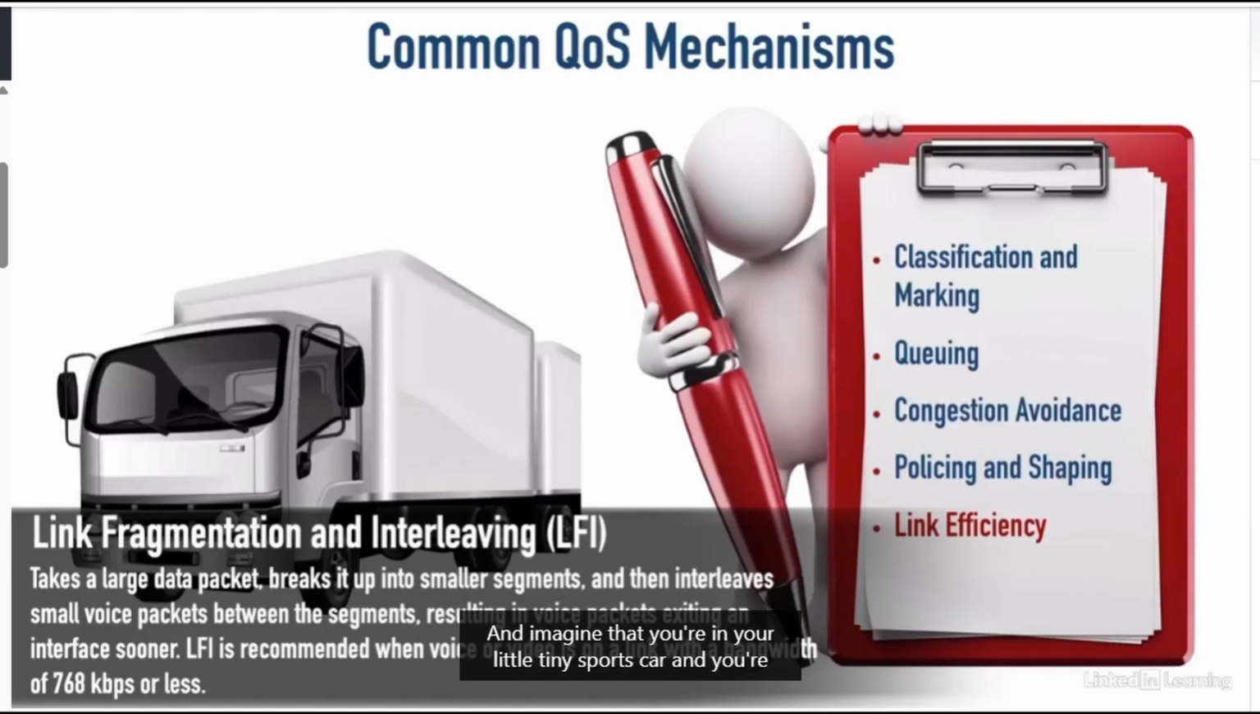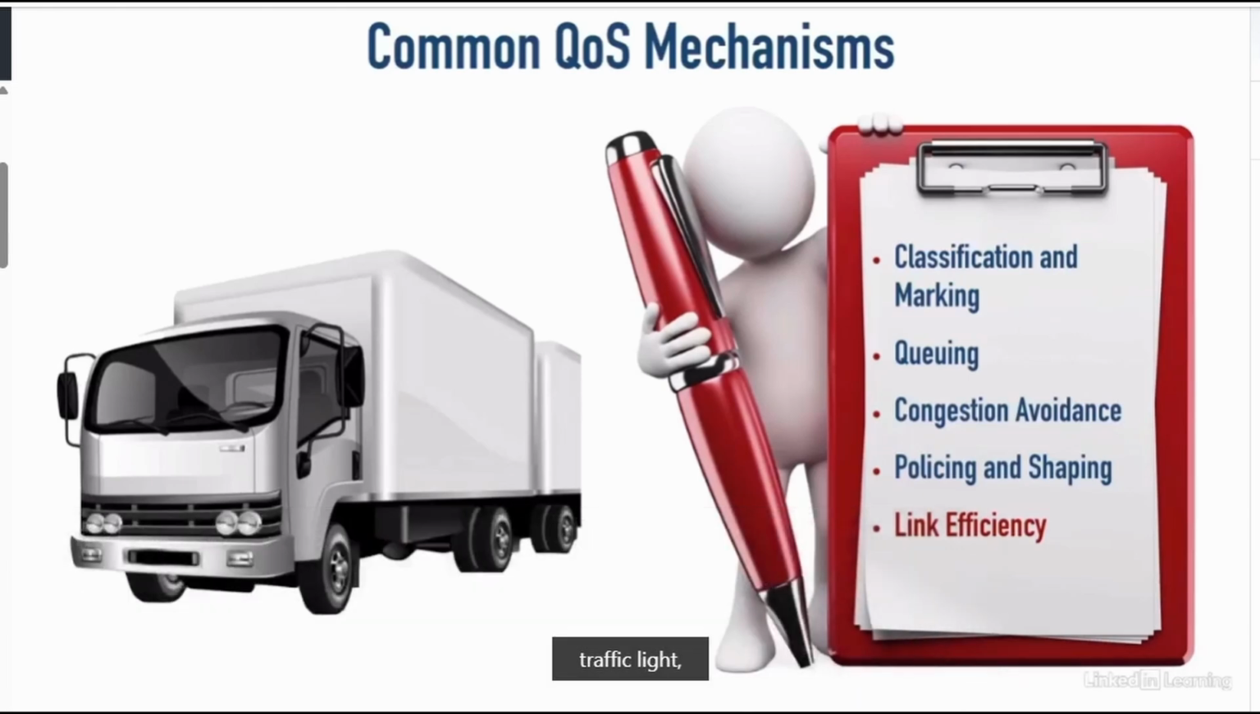And imagine that you're in your little tiny sports car and you're behind one of these big triple tractor trailers and you're at a traffic light. And the light turns green, and slowly the tractor trailers start to go through the intersection. The first trailer goes through, and the second, and then finally the third. By the time you get to the intersection, the light's probably red again. That's a lot like our voice traffic getting trapped behind a big data packet.